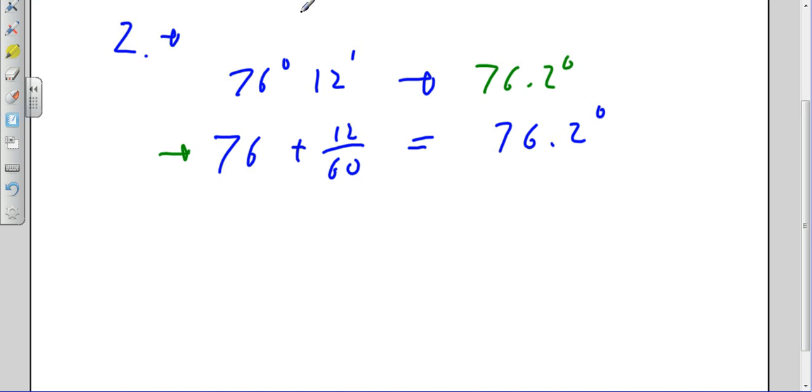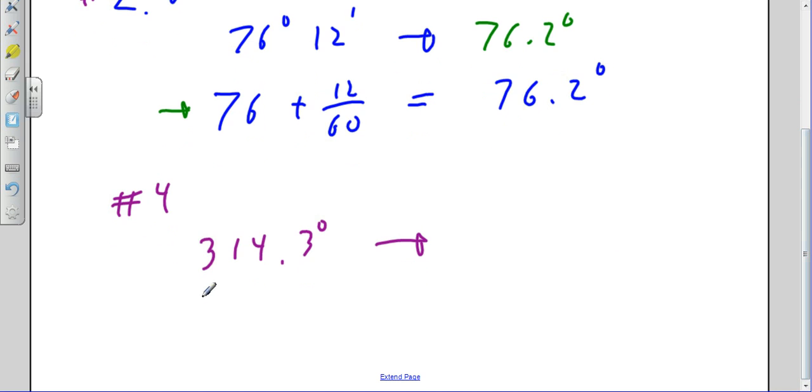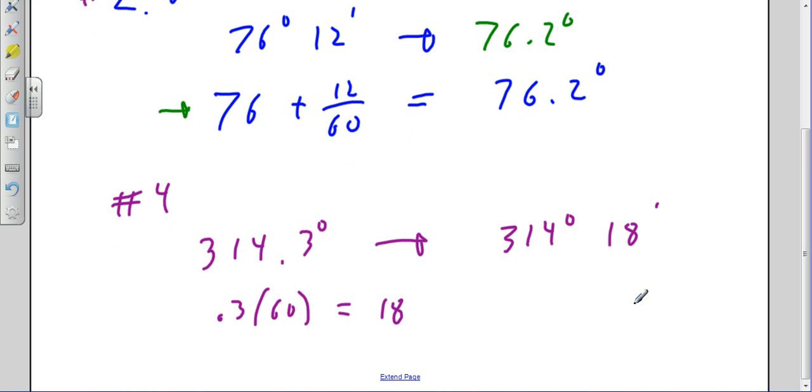Okay, we're going to do number 4 next. Number 4, and I've got 314.3 degrees, and I want to change it from degrees to degrees, minutes, seconds. Okay, so I'm going to have 314 degrees, and then 0.3 times 60 is going to be 18, so I would put down 18 minutes.